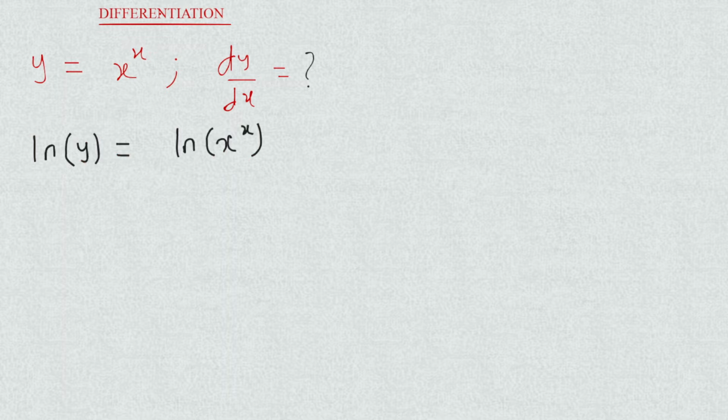Now the natural logarithm is the logarithm to base e, of which e is a constant number, which is approximately 2.718 to 3 decimal places.